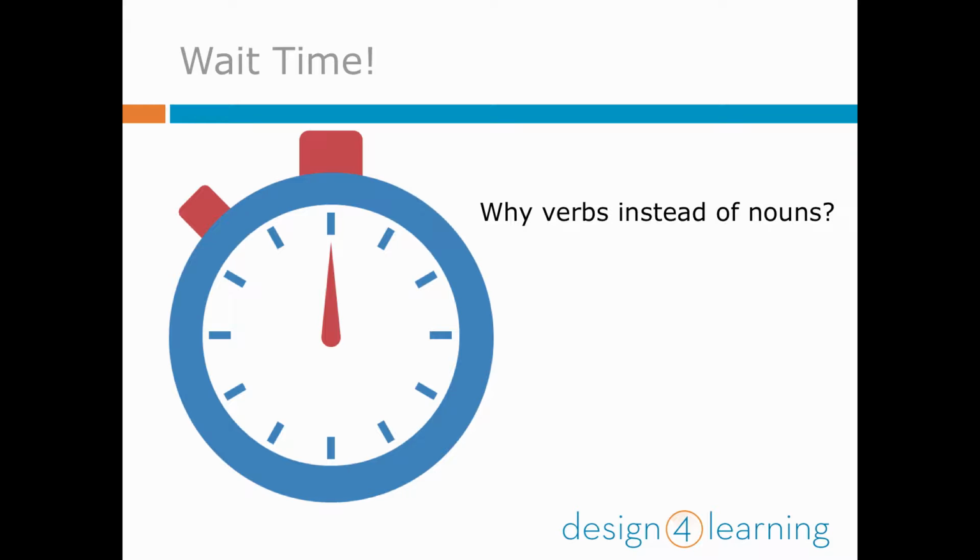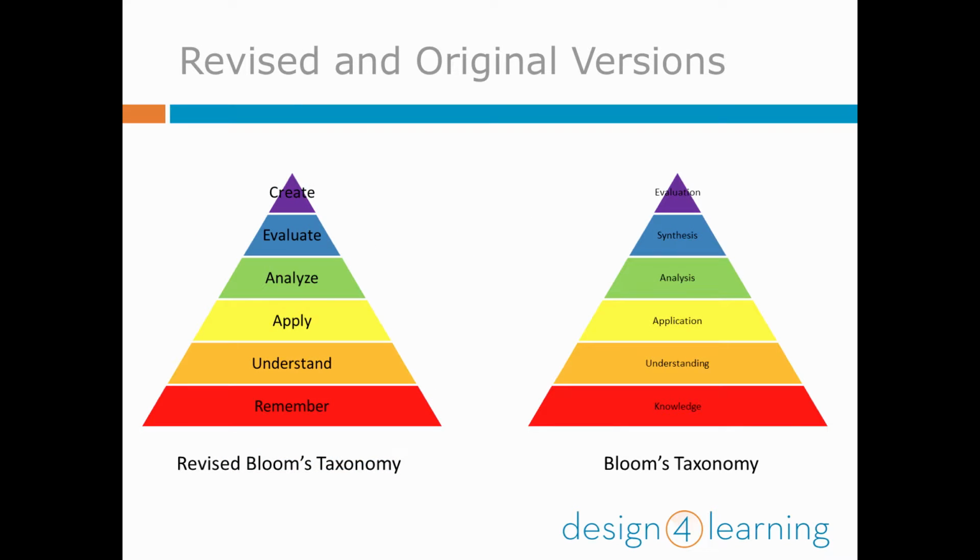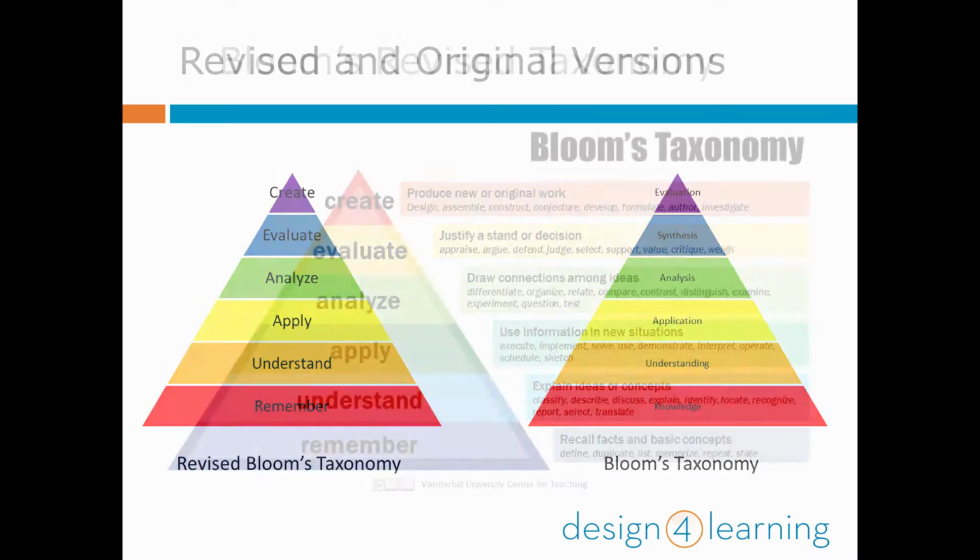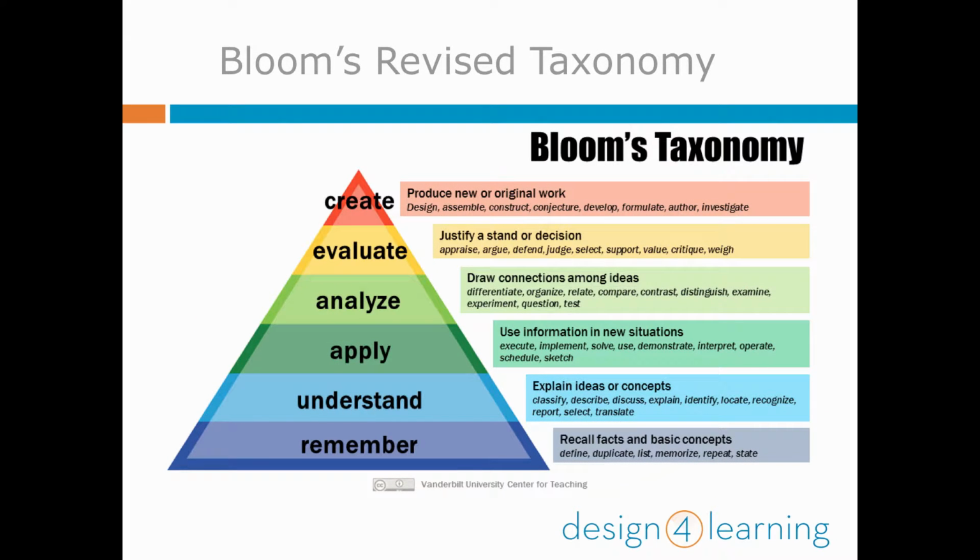An important reason is that thinking is an active process. Nouns don't reflect that, but verbs do. The other big difference is that the top level in the revised version became create. The original version had evaluation at the top level, and evaluate is now under create, taking the place of the former category of synthesis. When writing your learning outcomes, consider the level of thinking skills you wish to invoke in your learners, from lower order thinking skills to higher order thinking skills.